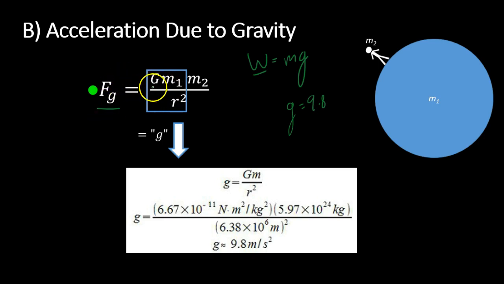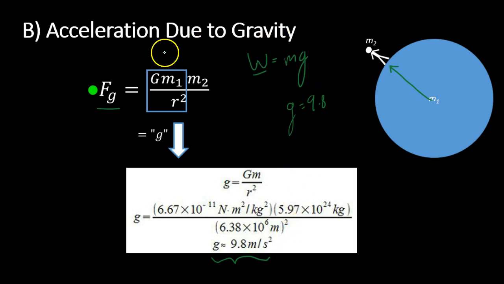If we were to apply this, we would plug in 6.67 times 10 to the negative 11th. One of these masses is the mass of the Earth, m1. One of them is the mass of the other object, and r, remember, we're going to use the distance from the center to the surface. Well, right here, 6.67 times 10 to the negative 11th times 5.97 times 10 to the 24 divided by 6.38 times 10 to the 6 squared gets you 9.8 meters per second squared. That's where that value is coming from.